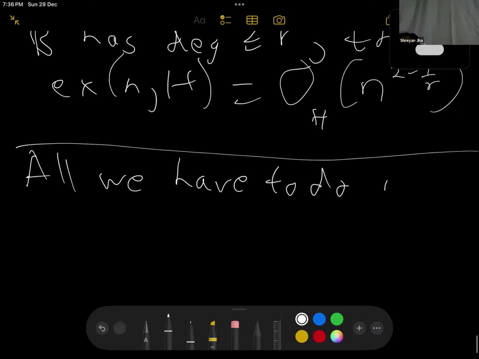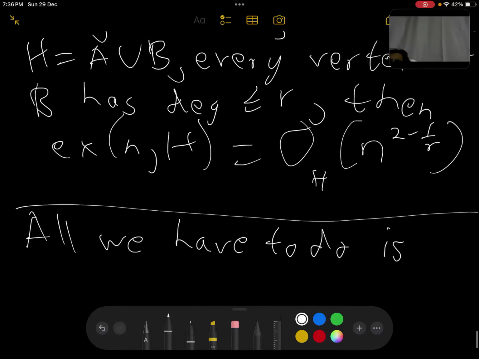What does big O H mean? Here, big O H means that there's some constant times n raised to 2 minus 1 by r, right? The constant depends on H, but does not depend on n. And how does it depend on H? Like, what order is the constant of H?